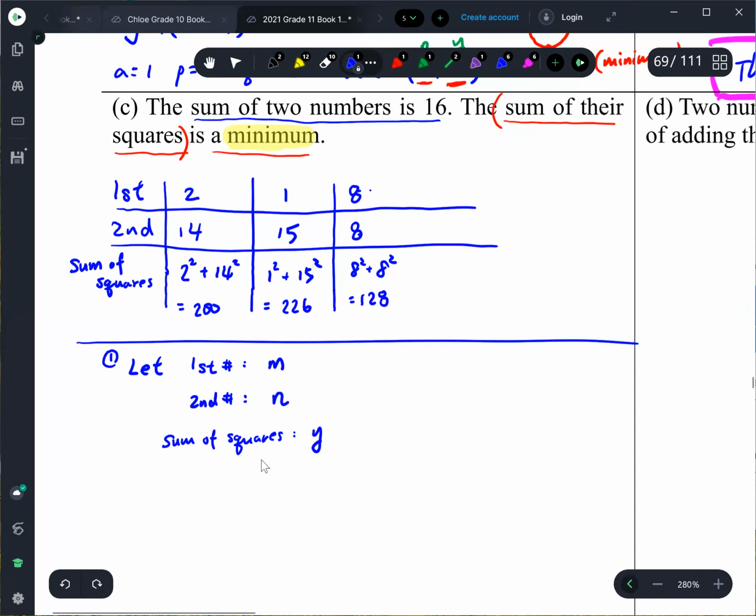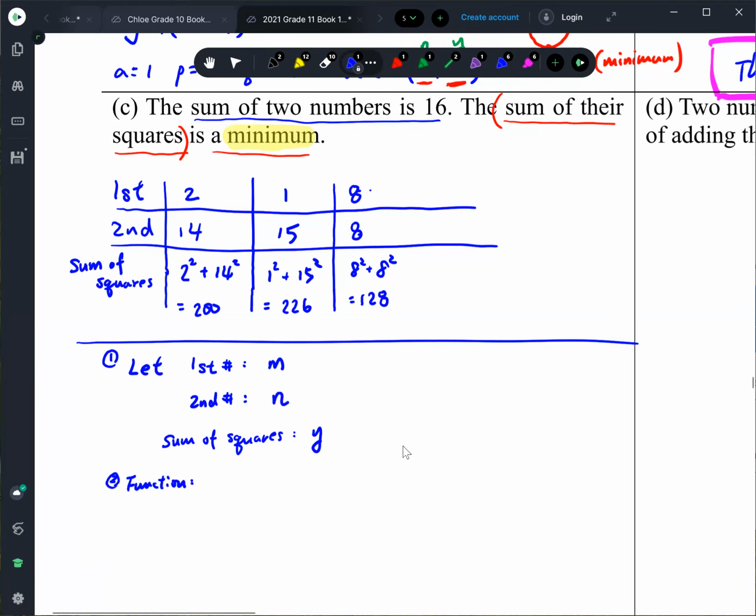So you always let the thing that you want to make maximum or minimum be y, okay? Because when we talk about the max value or the minimum value, it is the y value of the vertex, okay? So it has to do with the y. Okay, now step 2, we need to set up the function. Function starts with a y, right?